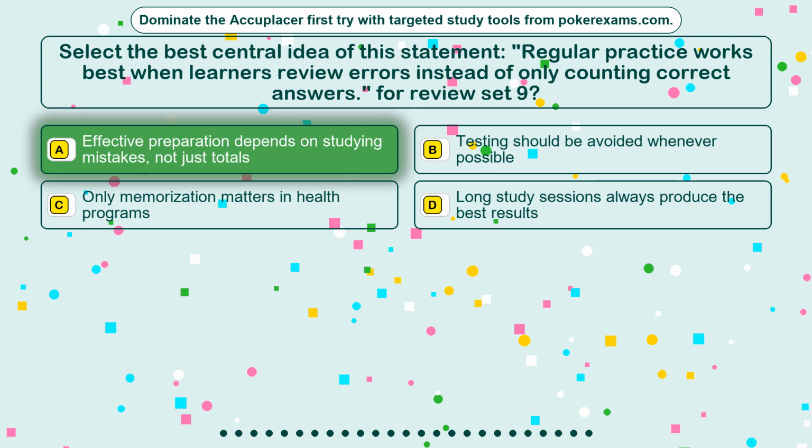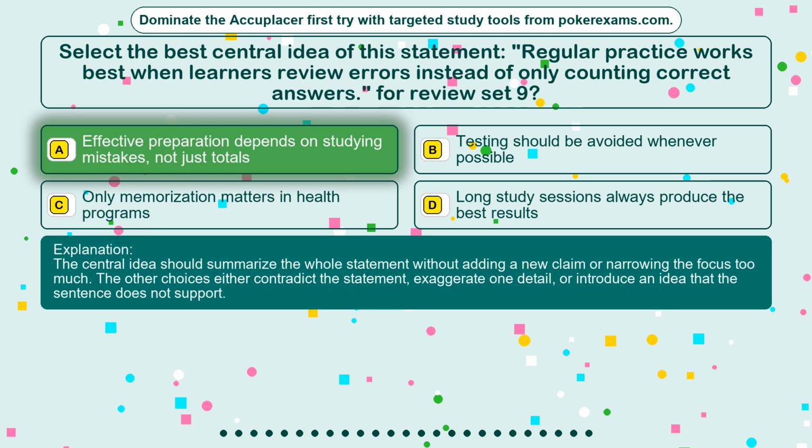The correct answer is option A. Effective preparation depends on studying mistakes, not just totals. The central idea should summarize the whole statement without adding a new claim or narrowing the focus too much. The other choices either contradict the statement, exaggerate one detail, or introduce an idea that the sentence does not support.